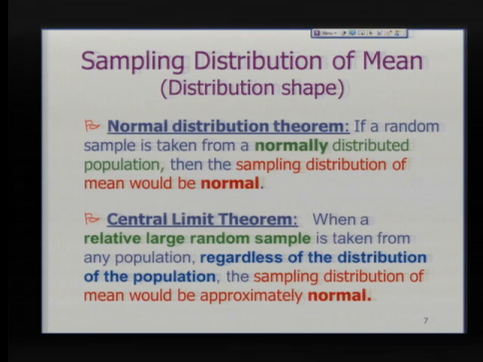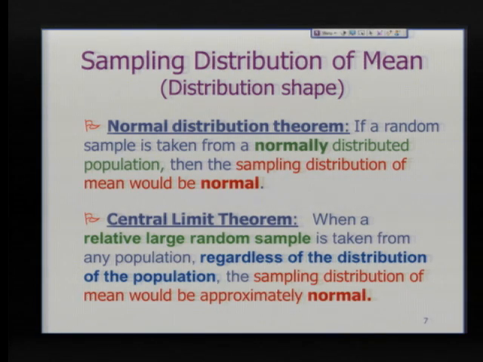Now, what about the shape of the sampling distribution? These two theorems actually help us know the shape of the sampling distribution. Theorem 1 says if your sample is from a normally distributed population, then the distribution of a sample mean will be normal. So that's great.